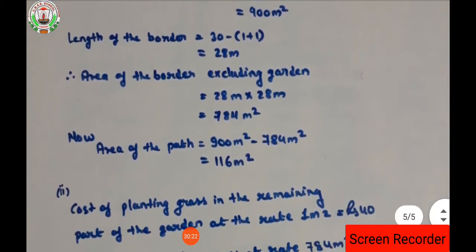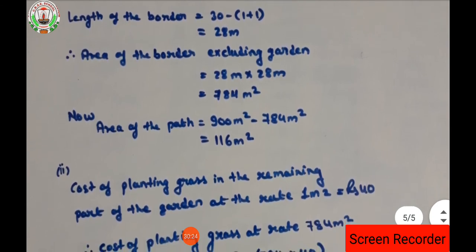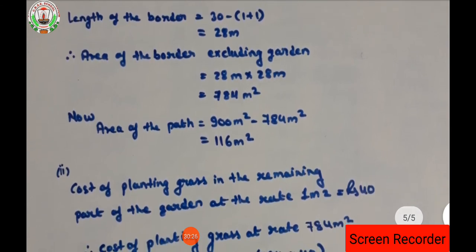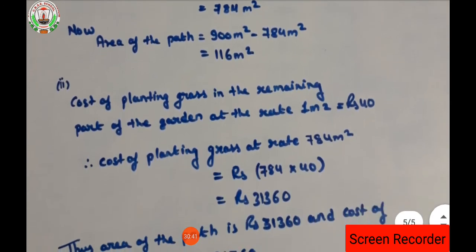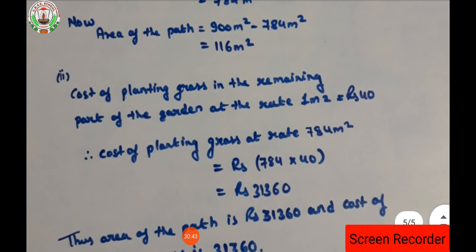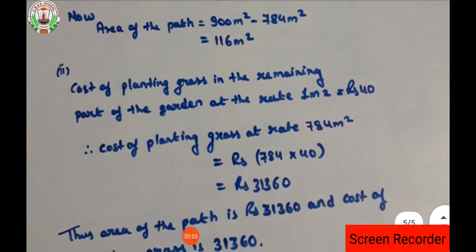Then after that we are taking out the area, isn't it? So the area of the path will be 900 meter square subtracted by 784 meter square. We will get the required answer as 116 meter square. Clear? But in the second part of the question it is asking about the cost. In the first part of the question it is asked about the area of the path, that is 116 meter square.